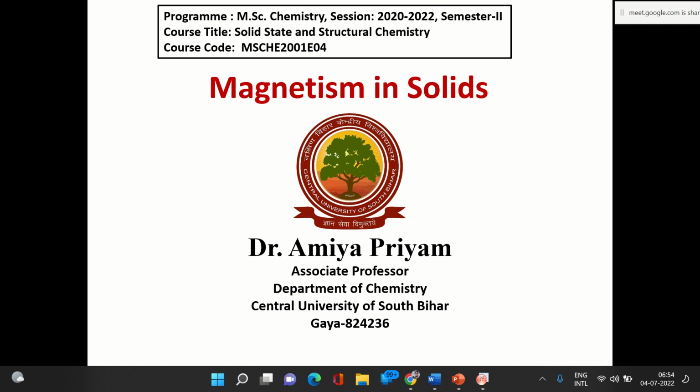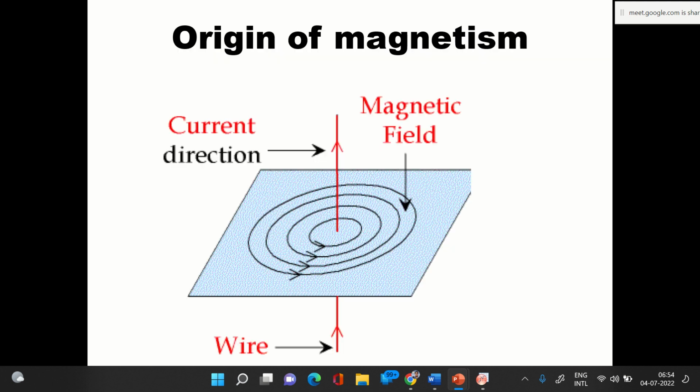In this class, after completing the semiconductors, we are going to learn about magnetic materials. Basically, we are looking at the phenomena of magnetism in solids. So, magnetism in solids, that's the topic that we are going to discuss.